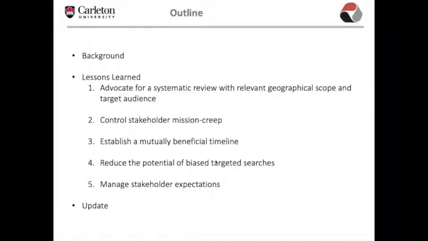So just to go through the outline of today's presentation, I will go through some of the background and the Canadian context for our lessons. I'll go over the lessons that we've learned over the years, so one of which is advocating for a systematic review with relevant geographical scope and target audience. Second is control for stakeholder mission creep. The third is to establish a mutually beneficial timeline, reduce the potential for biased targeted searches, and manage stakeholder expectations. And then I'll finish by updating you on what we've learned since this paper was published in 2017.